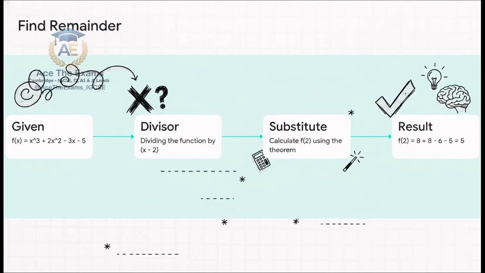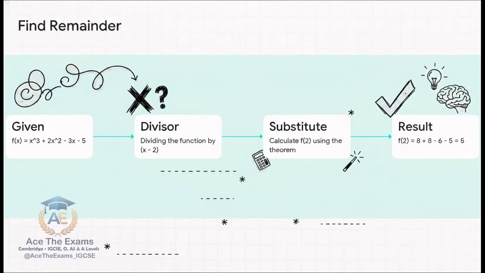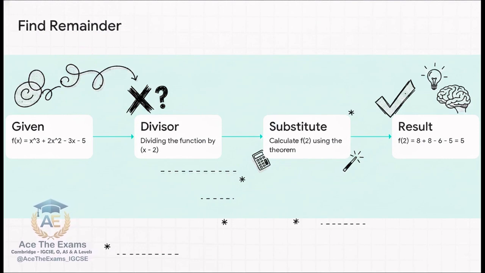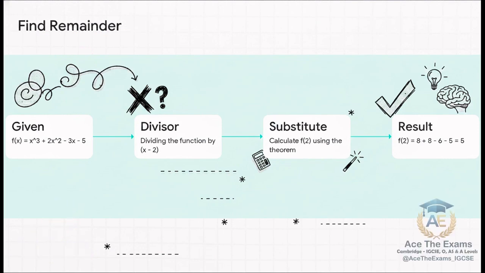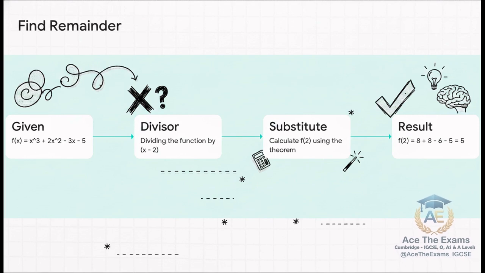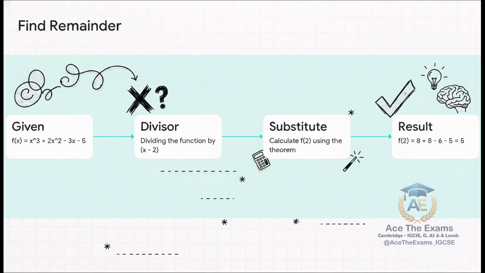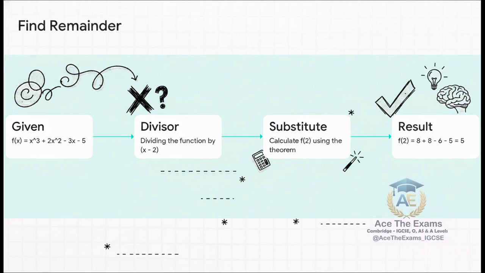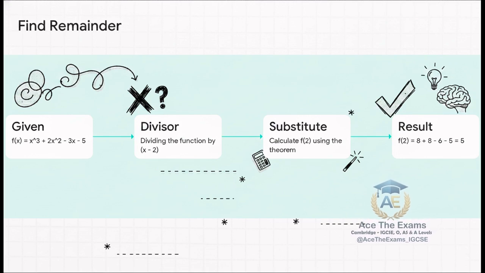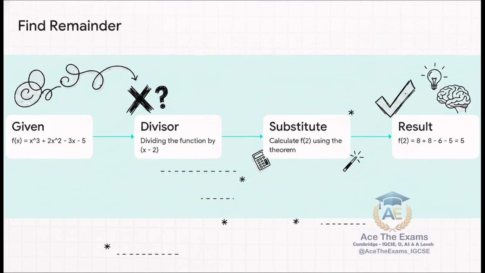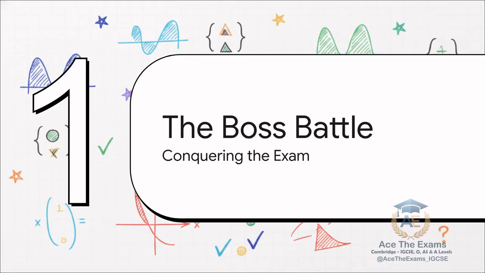Let's try it out. We need to find the remainder when this messy cubic polynomial is divided by x minus 2. Using the remainder theorem, we literally just substitute x equals 2 into the equation. So 2 cubed is 8, 2 times 2 squared is another 8, minus 3 times 2 is minus 6, then minus 5, right? So 8 plus 8 minus 6 minus 5 equals 5. In just 3 quick mental steps, we found our remainder is 5, saving us minutes of nasty algebraic manipulation. It is so satisfying.